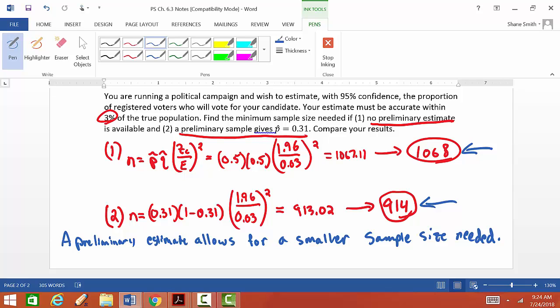All right. So that is the last section of 6.3 we're going to go over. And that was sampling or confidence intervals for population proportions.